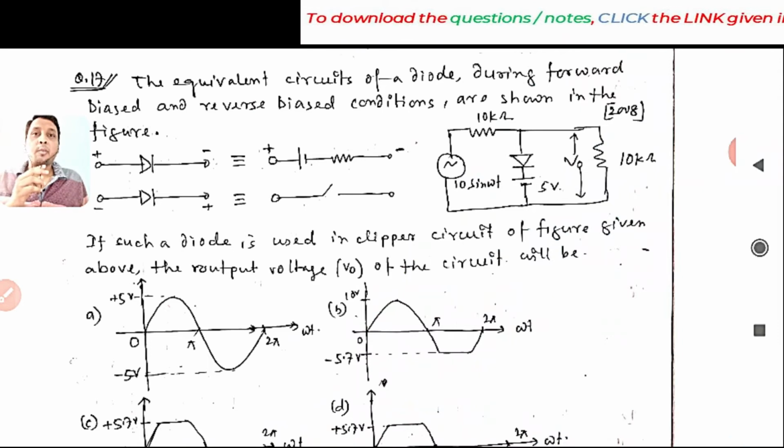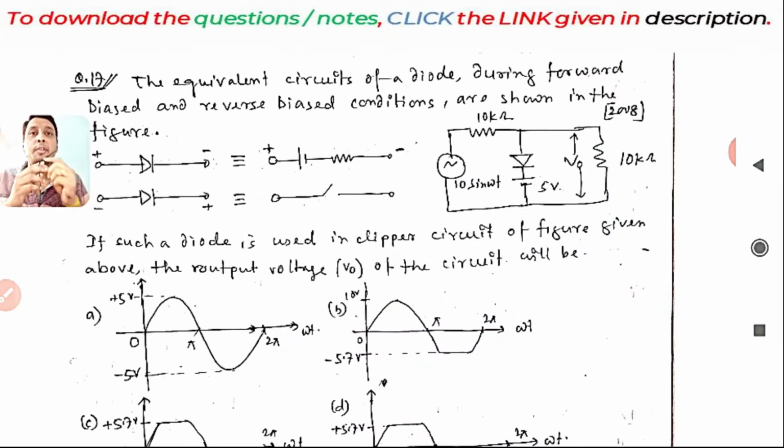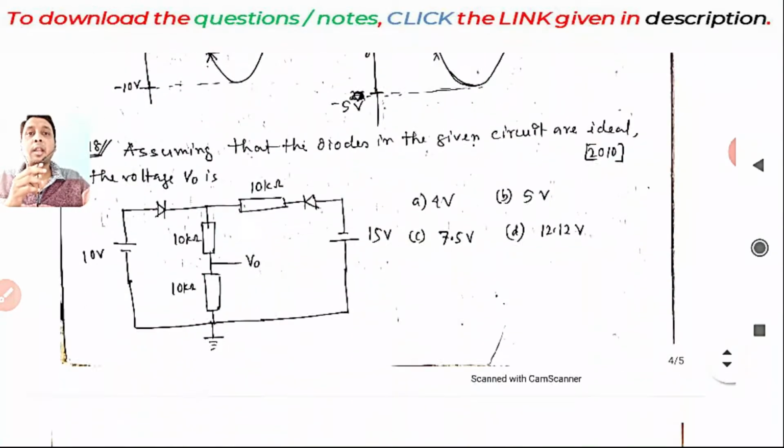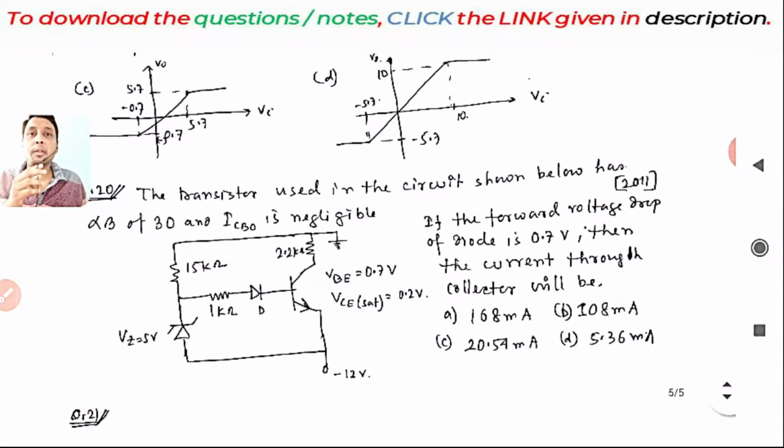Okay students, welcome you all to this new lecture on GATE analog circuits. Today we will be taking 4 questions from question number 17 onwards: question number 17, 18, 19 and then 20. Okay, let's try to solve these questions.